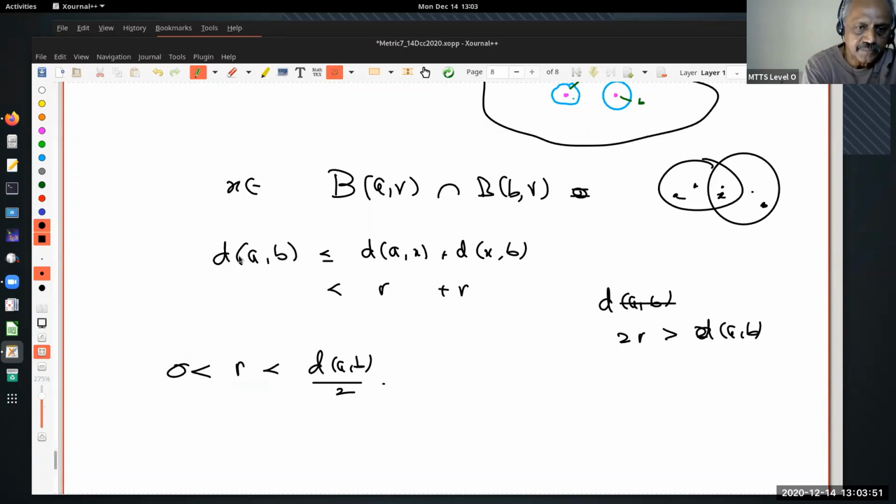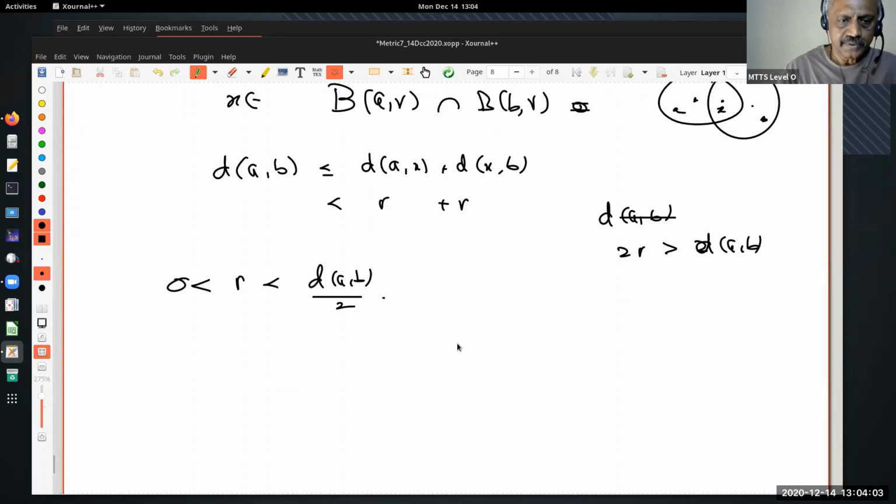Remember, A is not equal to B, therefore the distance between A and B is positive, therefore this is a positive number, right? So take any number R which is less than that. In fact, you can take equal to also, but for convenience's sake, I'm not doing that. Is that okay? Now, suppose this is my R, then what happens?